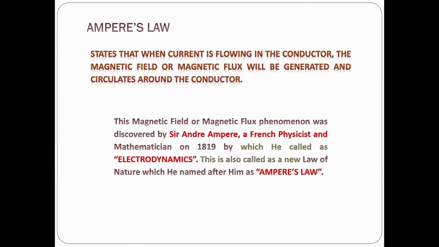We will be thankful to Sir Andre Ampere because of his discovery regarding the presence of magnetic fields in a conductor when current is flowing in it. This magnetic field or magnetic flux phenomenon was discovered by Sir Andre Ampere, a French physicist and mathematician, in 1819, which he called electrodynamics. This is also called the new law of nature, which he named after himself as Ampere's law. This law states that when current is flowing in the conductor, the magnetic field or magnetic flux will be generated and circulates around the conductor.